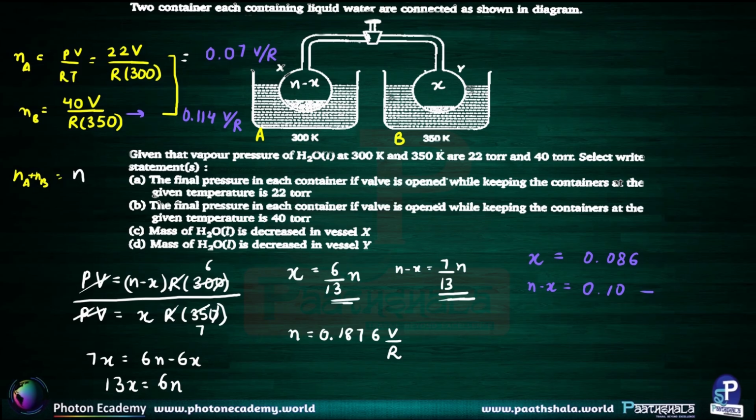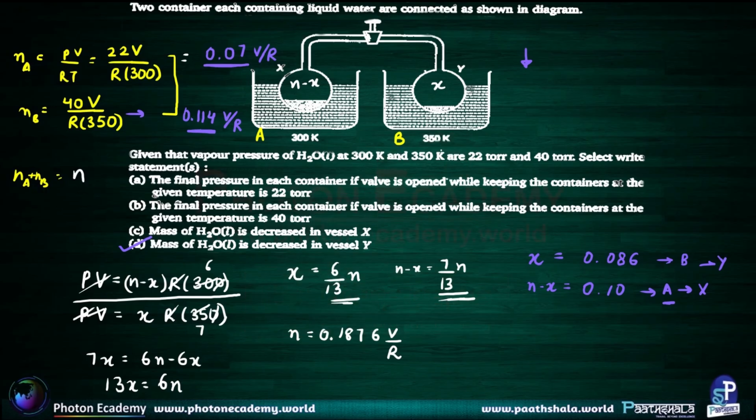So N minus X was in container A and X was in container B, or let's say container X and container Y. For container A, as we are calling it, the first one, moles have entered this, and if we look at container B, moles have left this container, right? So the mass in vessel Y has actually decreased. So option D will be one of the correct answers.